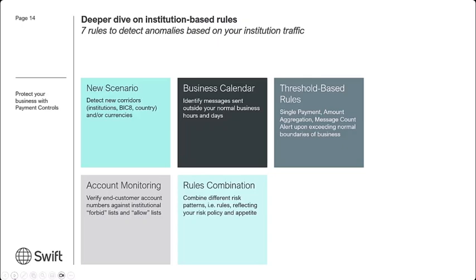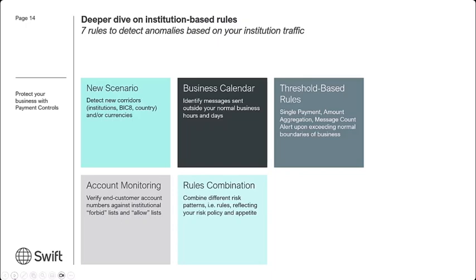You can actually configure what those exact business hours and days are. Okay. Then you have the threshold-based rules. So single payment, first of all, is probably our most widely used rule today. And that's where you can actually apply a threshold to a single payment. So for example, you want to hit an alert if a payment is over $10,000 as an example.